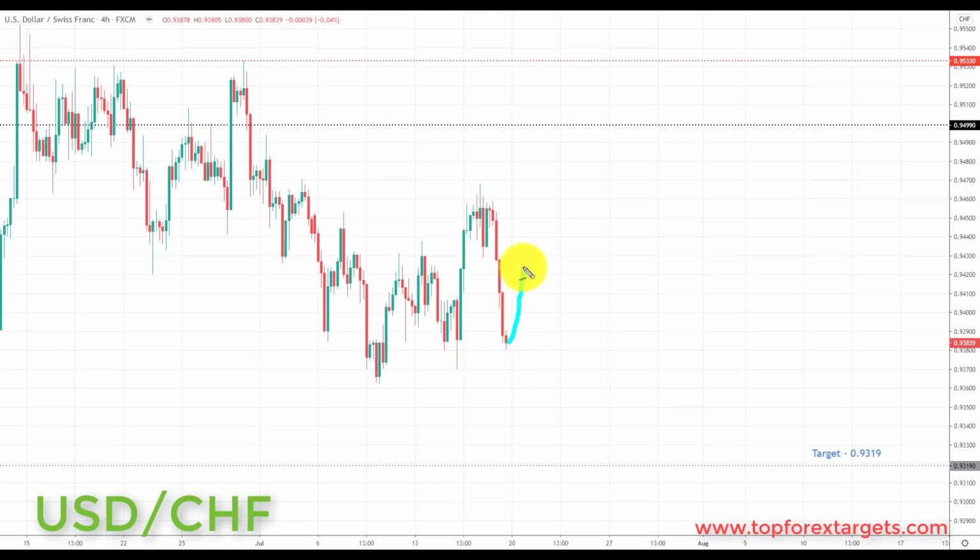Any pullback in this market, and again we may not come all the way back to broken support turning resistance in this case, so any pullback in this market next week is going to be once again viewed as an opportunity to look for short positions. And we're going to be looking at initiating shorts down towards the next key of supports to the downside and the target set, the 0.9319.